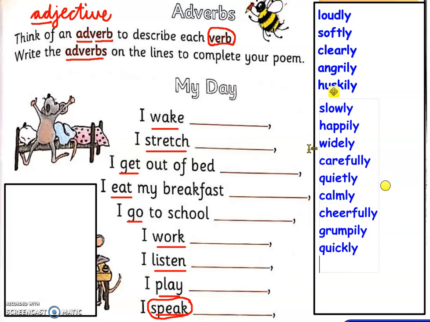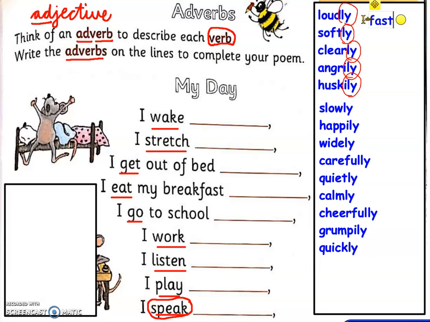If you've noticed already, all of these adverbs end in the same suffix, which is ly: loudly, softly, clearly, angrily, huskily, and so on. But actually there are some adverbs that don't end in ly. You could say fast. So I eat my breakfast fast. You wouldn't say I eat my breakfast fastly. You could say I eat my breakfast quickly. The same with speak: I speak fast, you don't say I speak fastly.